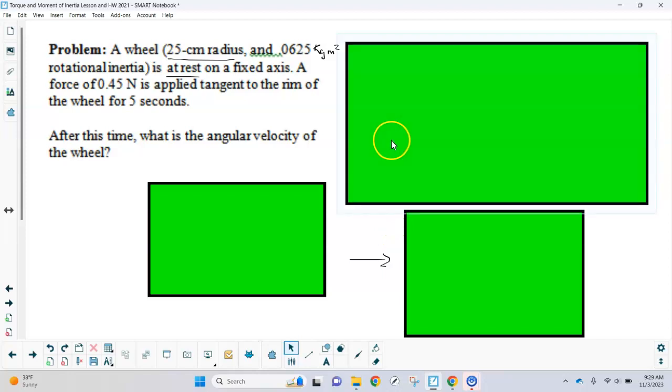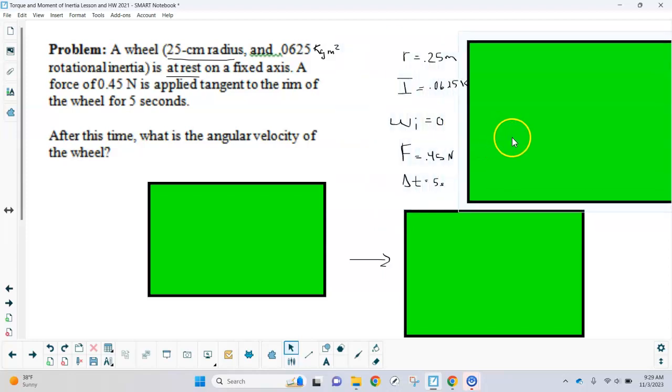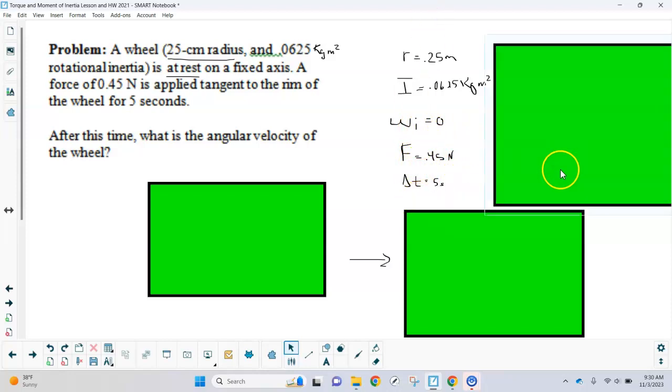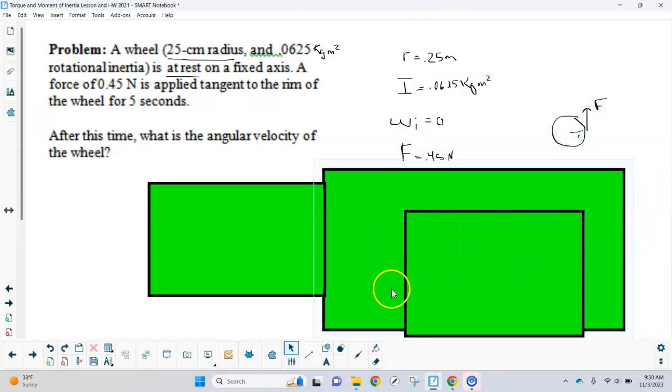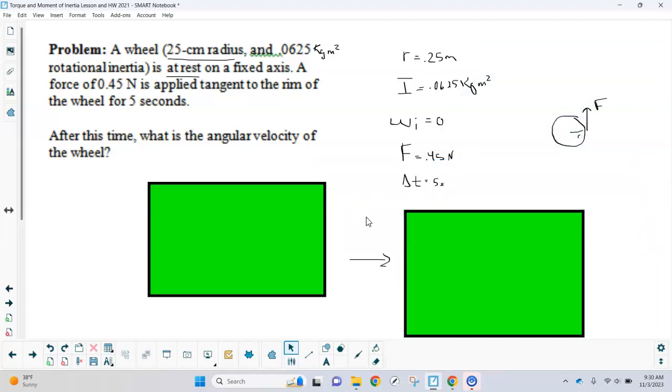So I started out with what was given. In the problem, it told us lots of information. It told us the radius of the wheel. It told us the moment of inertia of the wheel. It said that it was originally at rest, so omega i is 0. It told us the force that's being applied and the time that it's being applied for. So those are all the things that are given. And I drew a picture of what's happening. So there's this wheel, rotating around its center, we're applying a force and it's going to start spinning, and it didn't say direction, so I just had it going that way.